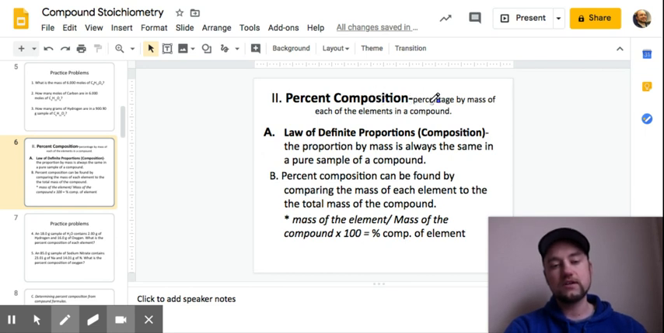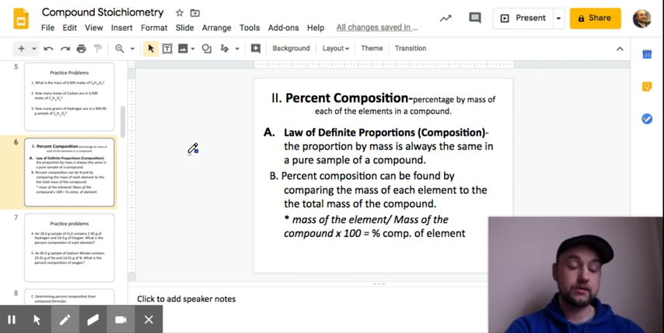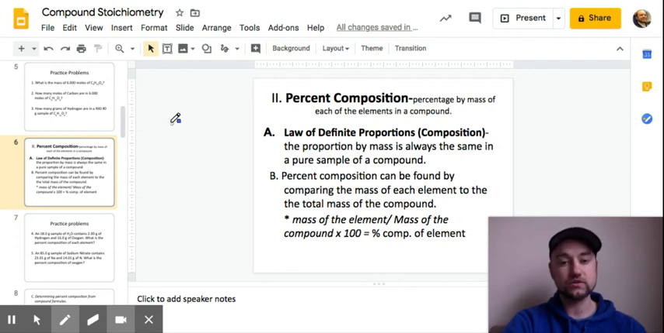So the definition is percentage by mass of each of the elements in a compound. I'm going to give you an example, and you have an M&M lab that you should have taken home. I'm going to explain how percent composition works, what it is, and then we'll get into some chemistry with it. So, law of definite proportions: the proportion by mass is always the same in a pure sample of the compound. And then percent composition can be found by comparing the mass of each element to the total mass of the compound. And here's a little formula it gives you.